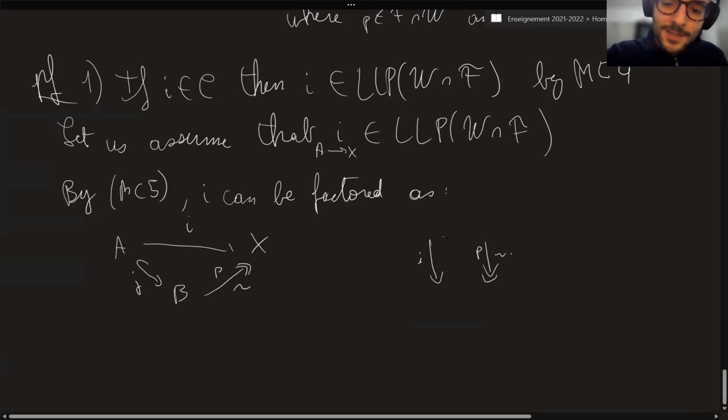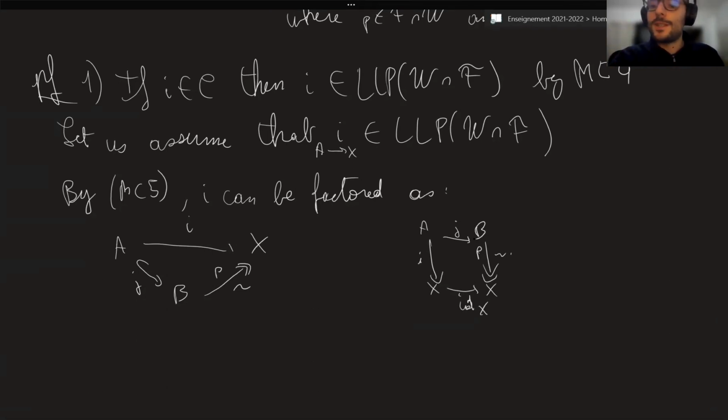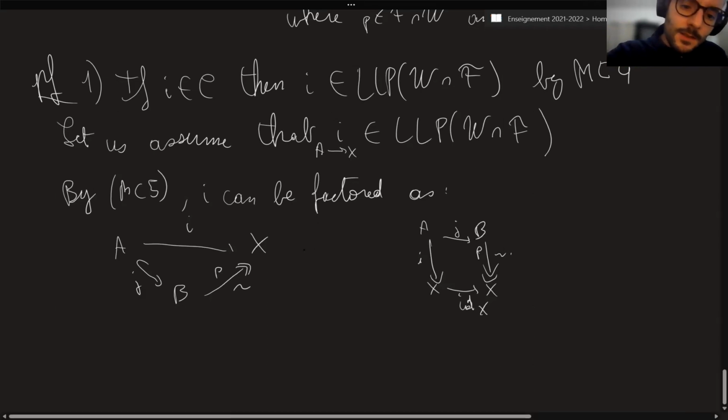Well, yes, we can. This is a commutative square. Okay, so let me write better. This is a commutative square. This commutative triangle is the same thing as this commutative square. So there exists a lift here. L.